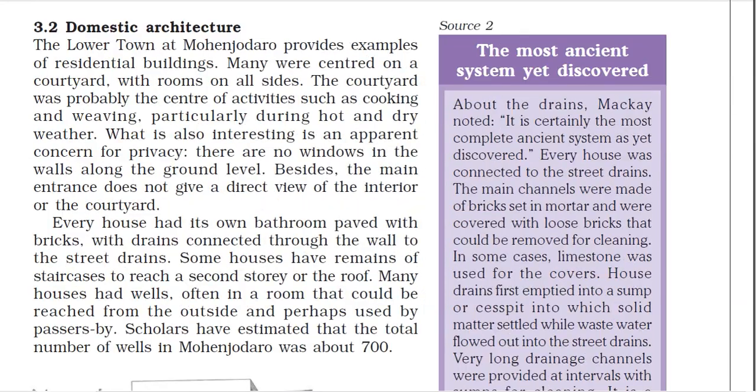Architecture. I've already given you one example: the ground floor of each house had no windows. Now let's see other features of the domestic architecture of Mohenjo-daro. Number one, the houses were centered on a courtyard. A courtyard, you all know, is a small place outside the house, and the courtyard has rooms on all sides. Now you have to remember what this courtyard was used for. It was used for cooking and weaving, the two activities that were being done.